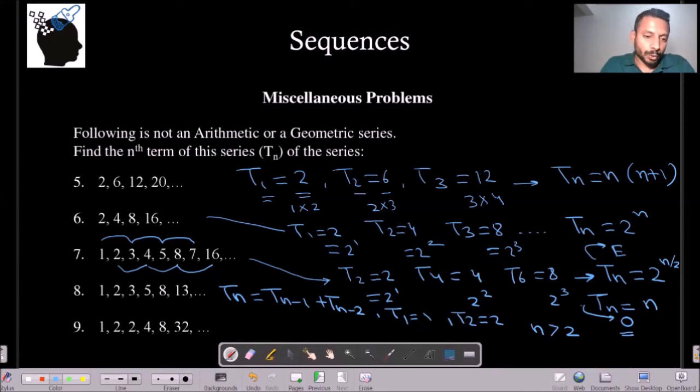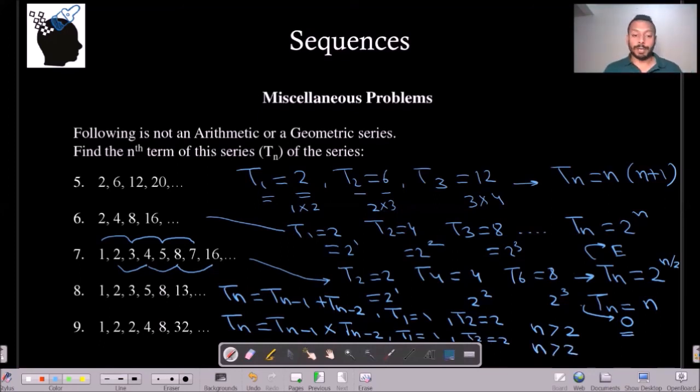Let's try the last one. So 1, 2, 2, 4, 8, and 32. Now what is happening here? Instead of adding, you are actually multiplying the first two terms to get the third term. You multiply the second and the third term to get the fourth term. So how can you write this? You can write this as Tn is equal to Tn minus 1 multiplied by Tn minus 2. And it is given to you T1 is 1, T2 is 2, and again your n is greater than 2.